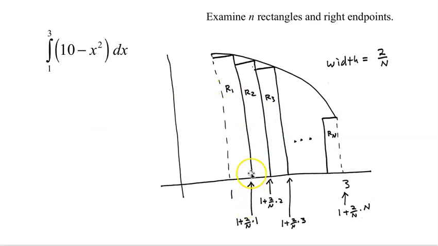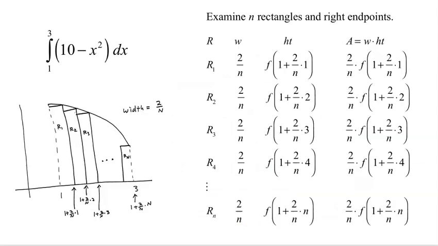Width times height. The height of this first rectangle, f of 1 plus 2 over n times 1. The height of the second rectangle, f of 1 plus 2 over n times 2. Height of the third rectangle, f of 1 plus 2 over n times 3. Height of the fourth rectangle, f of 1 plus 2 over n times 4. Height of the nth rectangle, f of 1 plus 2 over n times n. But notice that simplifies to 3. 2 over n times n is 2, 1 plus 2 is 3. So the nth rectangle, indeed, the height is f of 3.